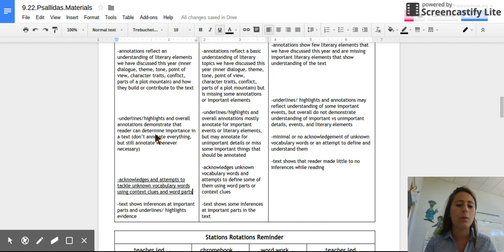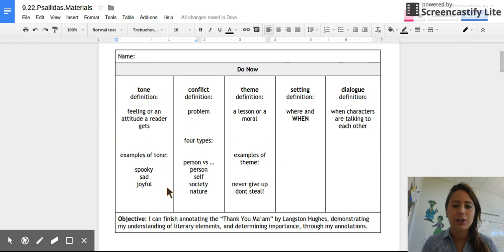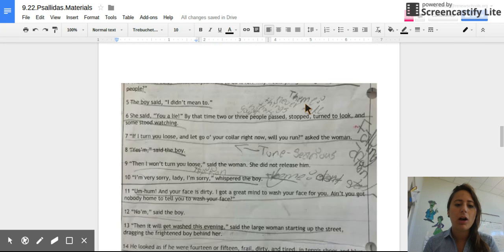And then again, overall, we still have people that are highlighting or underlining almost everything. But just like that backpack or purse activity we did yesterday, you should be only determining importance, only highlighting those things that are important. Don't just underline everything as you read. And then again, make sure that you're doing everything we talked about in our do now. You should have all this stuff annotated in what we read today. Follow along while I read.